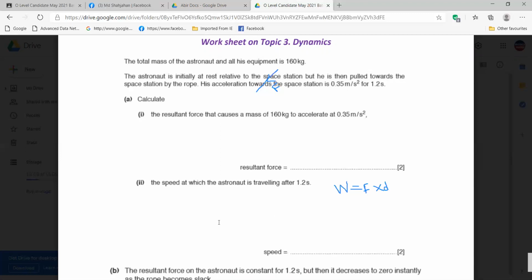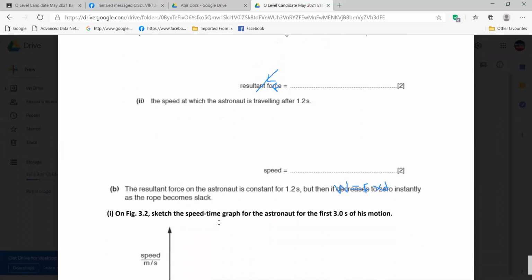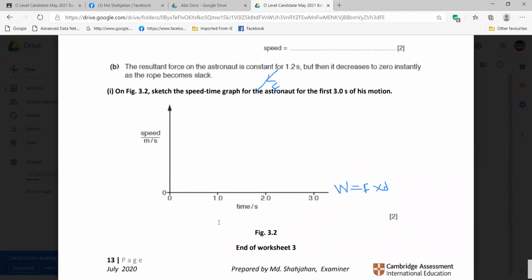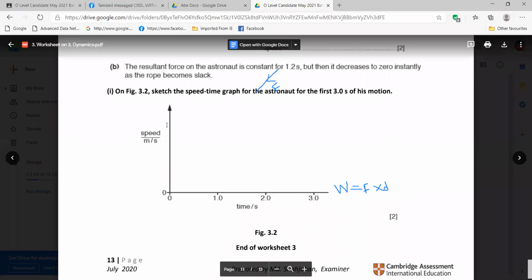I will check it, no problem. Then we have the resultant force on the astronaut is constant for 1.2 seconds, but then it decreases to 0 instantly. How much did you get for the final speed over there? Can you remember how much is the final speed? 0.42 meter per second. You got 0.42 meter per second.